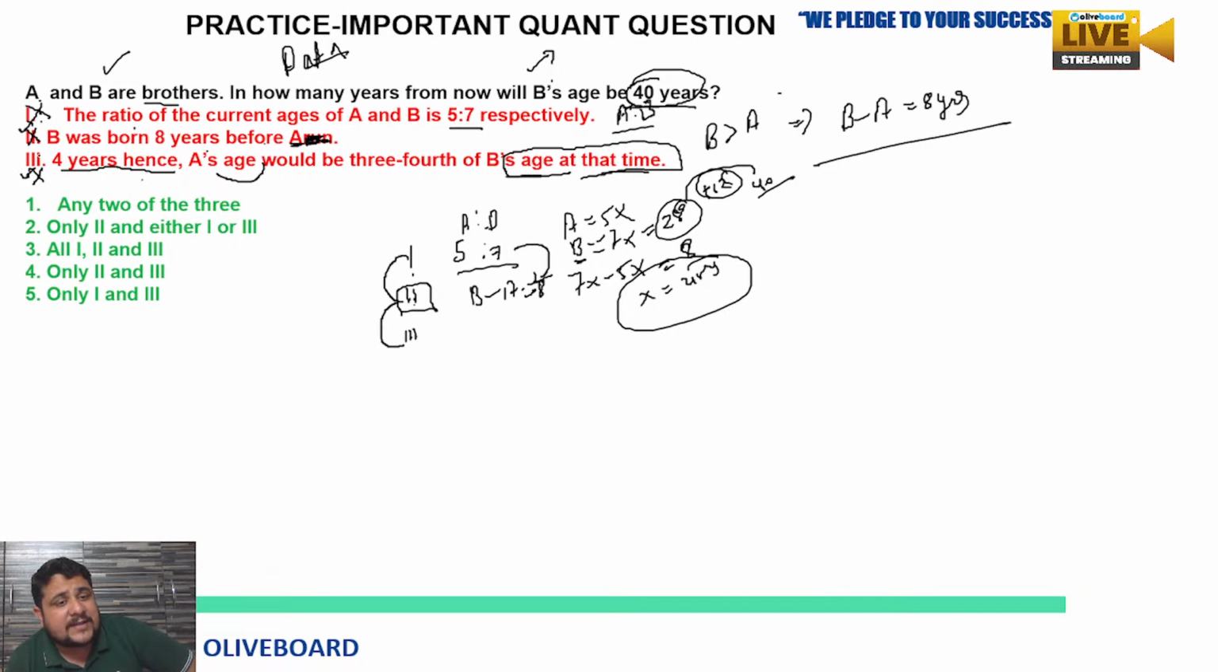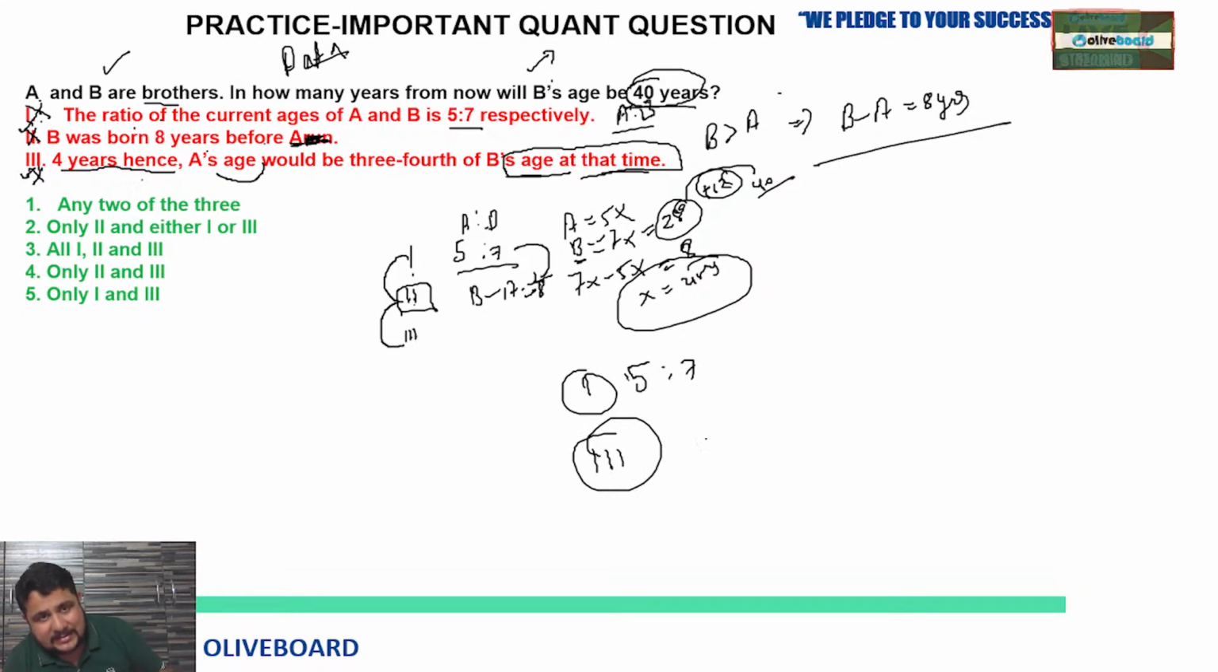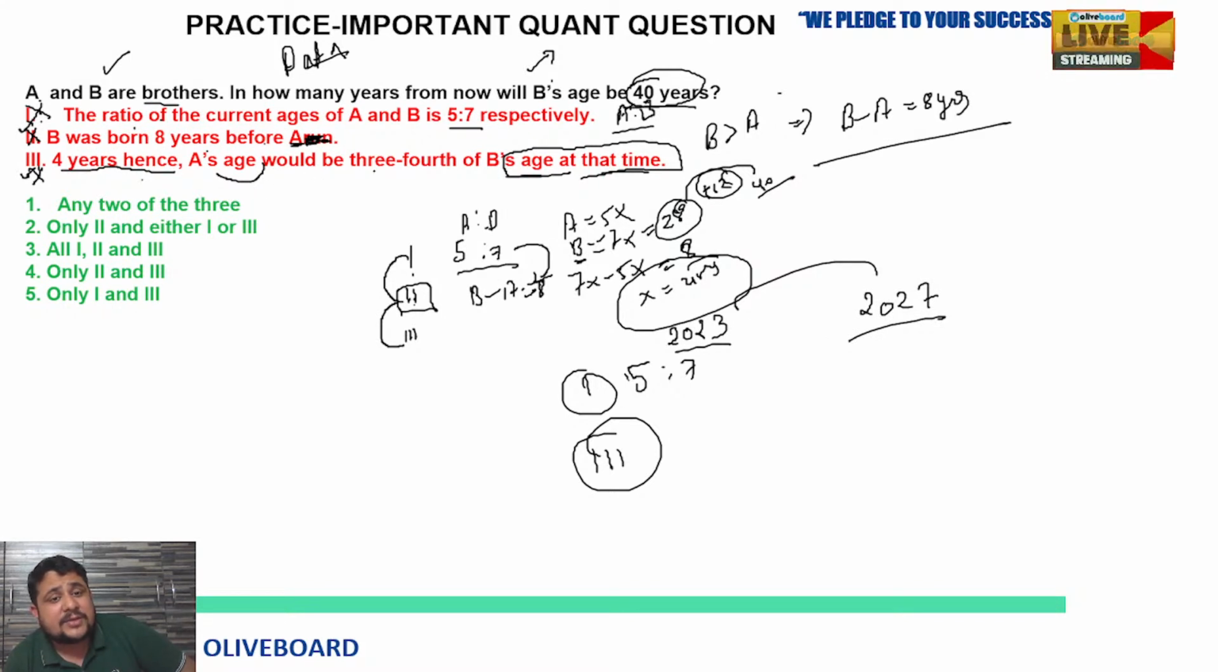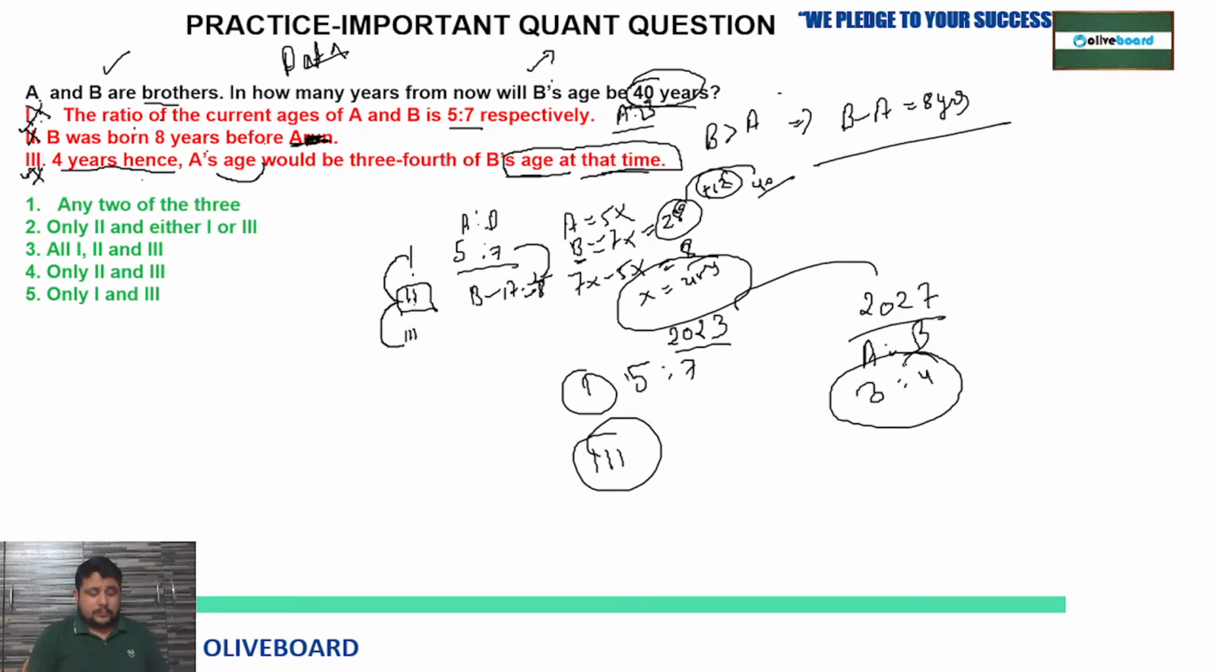Now if you check first and third. In the first you know the present age ratio 5:7. If we include the first and third data, in the third, what is given? 4 years hence means after 4 years. If this is the present year, 2023, then 4 years hence means 2027. A's age would be 3/4 of B's age, means A and B's age ratio is directly given. That is 3:4. Remember.